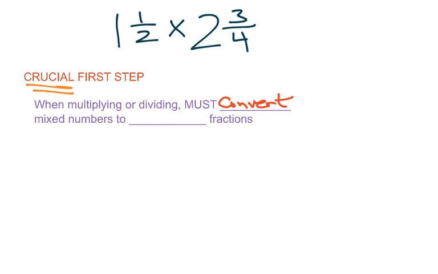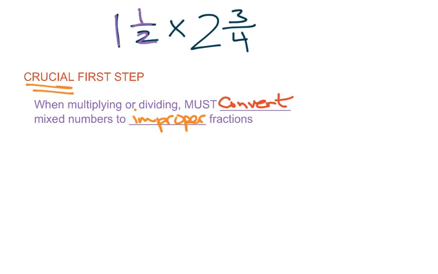When multiplying or dividing, we must convert mixed numbers to improper fractions. Yeah, we must. That's why we learned that little skill. And there's really no other way to do it. There's no other way. I'm not making this up. This is the way. So what I have to do is take this 1 1/2 and do what we did before.